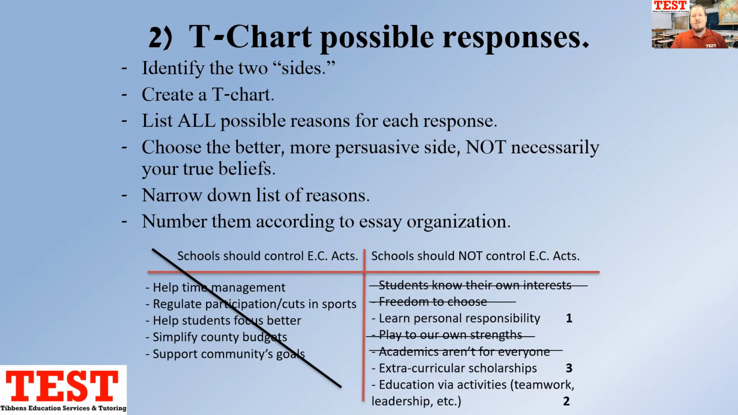T-chart. So I figure out what are the two sides. For this one, let's go ahead and look at the extracurricular activities prompt. I think that one for most people is easier to think about. And so we'll stick there since we're just trying to learn the process right now. So I say, okay, well, schools could control it or schools should not, or parents and students should. I create a T-chart. I just draw a line down the middle of my scratch paper, or down a section of it, bar it off at the top, and then I put my two answer options. Now underneath, what I'm going to do is list all of the possible evidence that I can use.